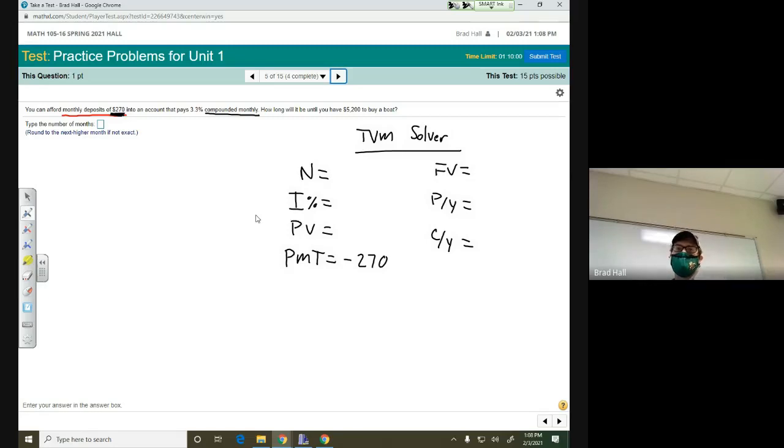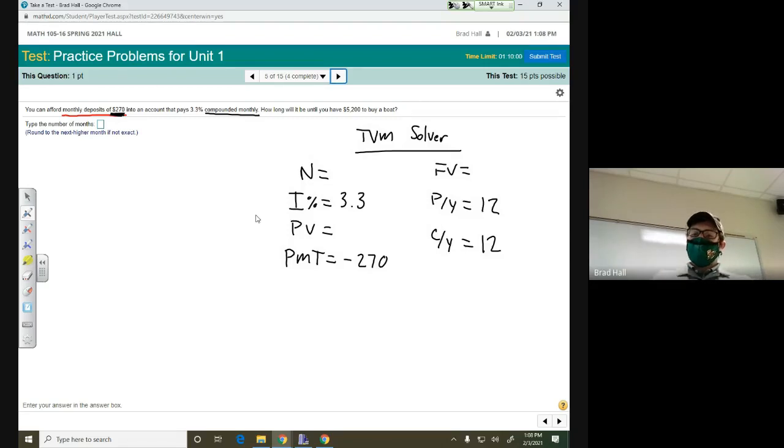And since we're doing this each month, it makes sense that these would both be 12. So many times we're paying a year because we're doing everything monthly. It's 12 months in a year. Then 3.3%, that one should be a little bit more obvious.